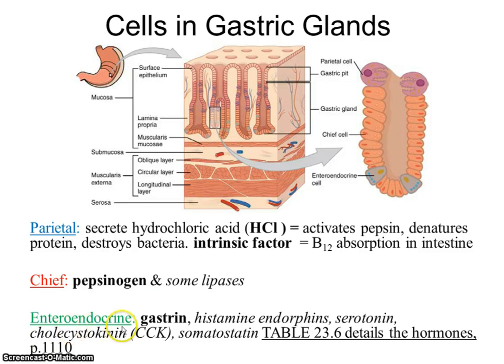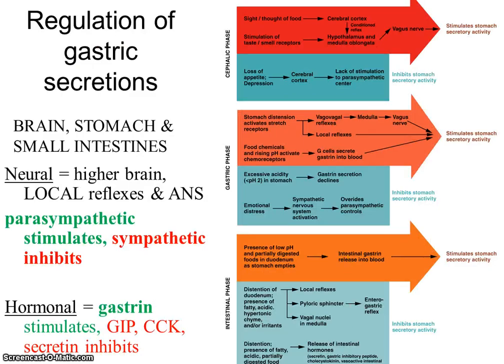And then enteroendocrine cells, well, they're the source of gastrin we mentioned earlier, right? And then there's some other hormones actually made by these cells, but gastrin is the main one and the one we want to know. But if you look at table 23.6 on page 1110, you will see what these other hormones are responsible for.